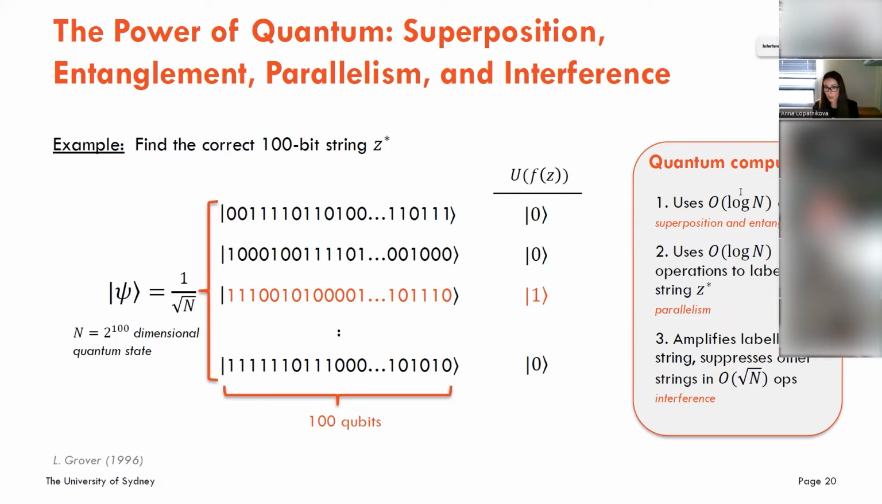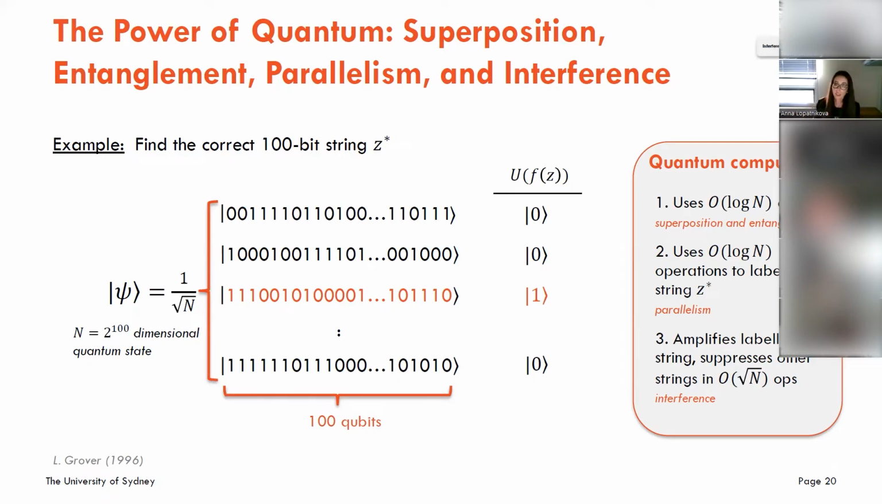So the quantum computer uses log n qubits for this problem, using superposition and entanglement, because we can create the superposition state, right, an entangled state over 100 qubits. It uses order of log n operations to label the string a star. Because of quantum parallelism, you can check each string one by one to check whether it's the correct string, so 100 operations. Now, if we could stop there, and if we could open the quantum box somehow and say, okay, I'll pick out the one labeled 1, then we'd have exponential speed up from the quantum computer.